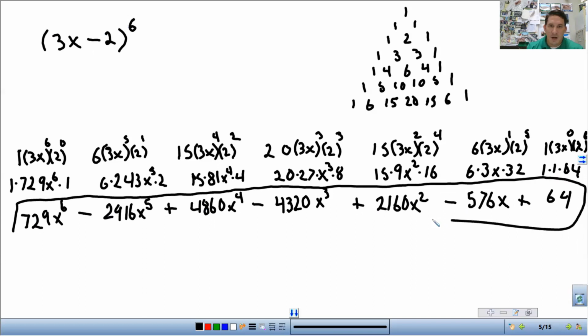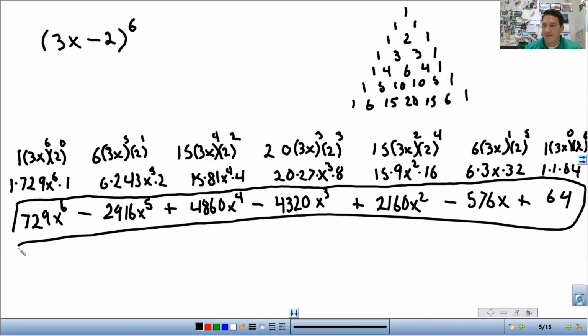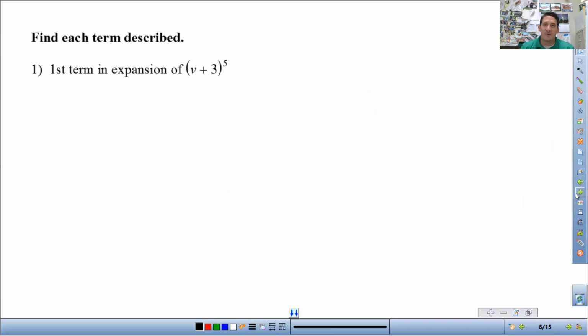All right, so that is what we're doing if you're expanding the whole thing. The last thing that we're going to talk about is what to do if you're not expanding. A few of the problems are just going to ask for a specific term or a specific coefficient. So for example, this first one was the first term in an expansion of v plus 3 to the 5th.